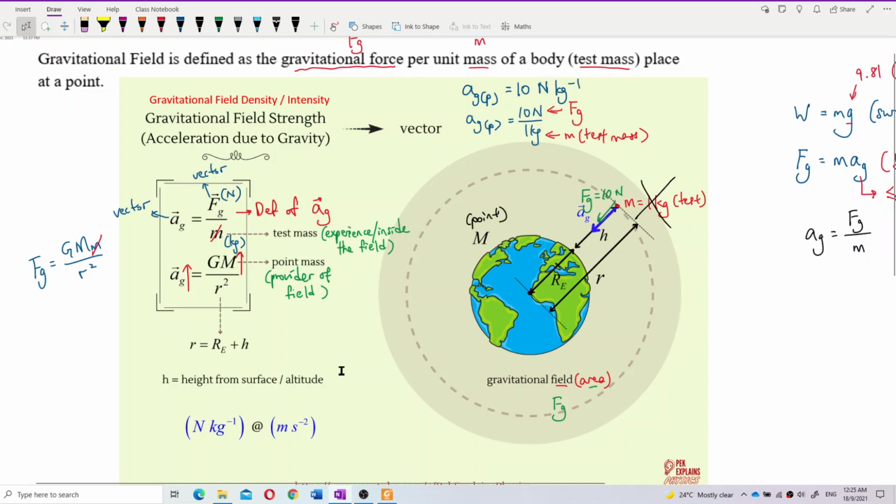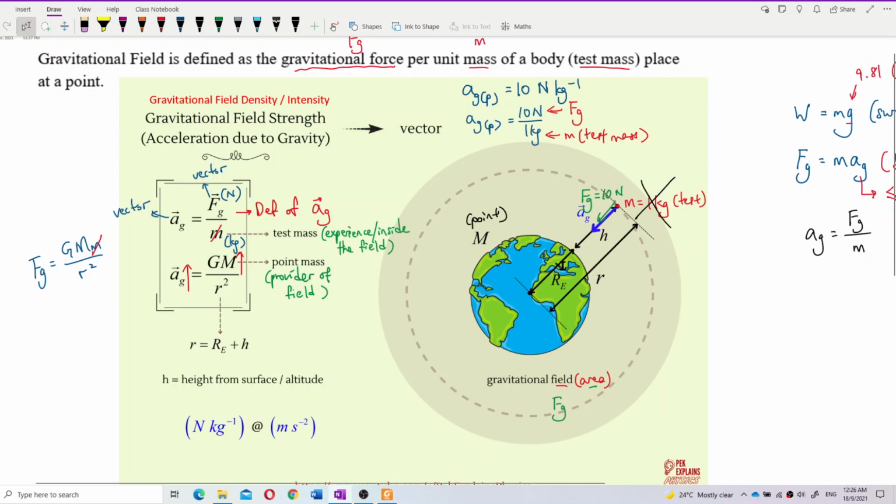One more thing about this R. R is actually the distance from the center of the provider of the field. If you look here, this R is the radius of Earth plus altitude. H is the height from the surface, or we call it altitude. So R is actually the radius of Earth plus H.